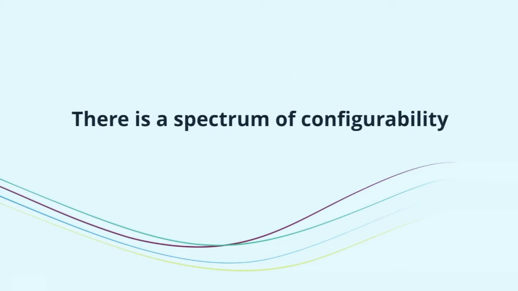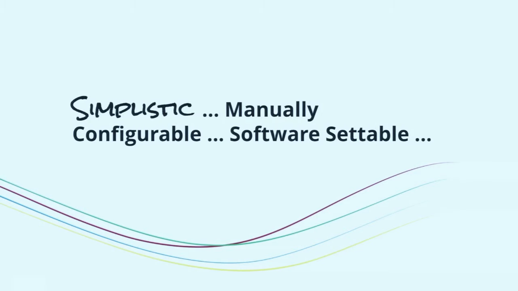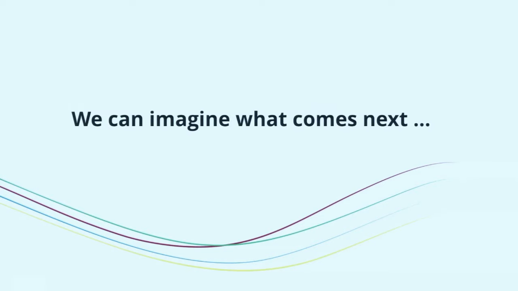Now this gives us a spectrum of configurability that we talk about. You have a simplistic one where it's just a bench seat and there's nothing you can adjust. Then you have a manually configurable one, where you adjust it every time. And then we are at that third level, the software settable, where it remembers the setting, and you put in driver 1 and the software does it itself.